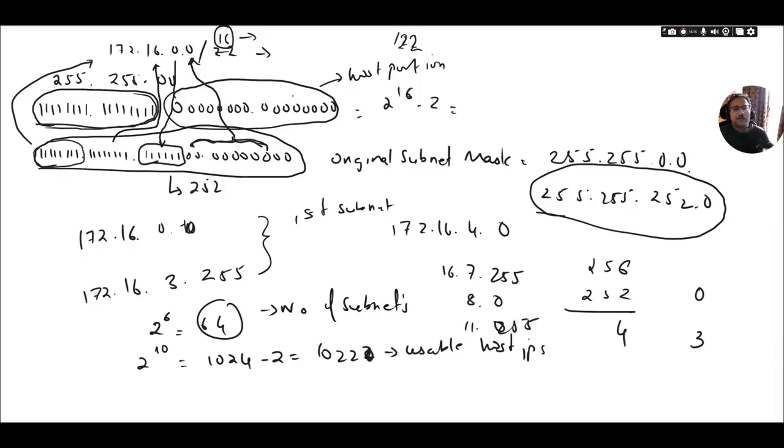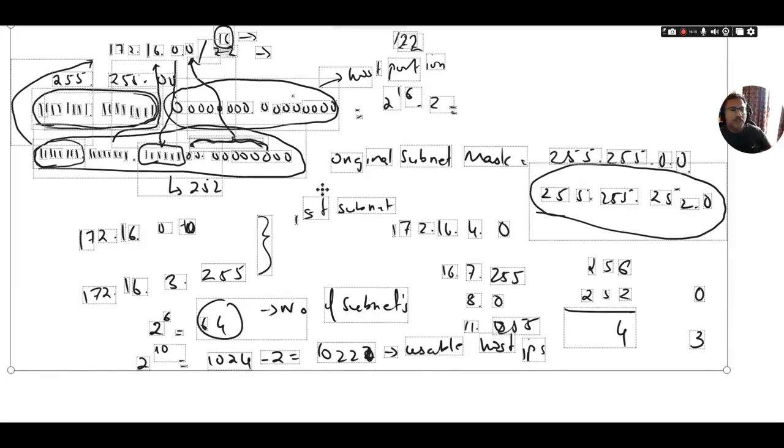So one important question here: how does the router know which subnet an IP address belongs to? Suppose a router gets a packet with IP 172.16.1.0 and a subnet mask of /24. How does the router come to know which subnet this IP packet belongs to?